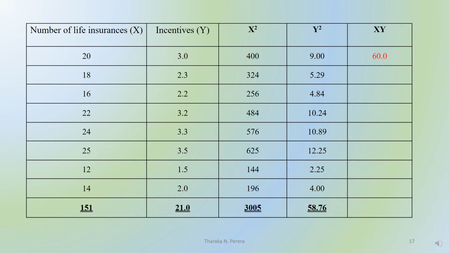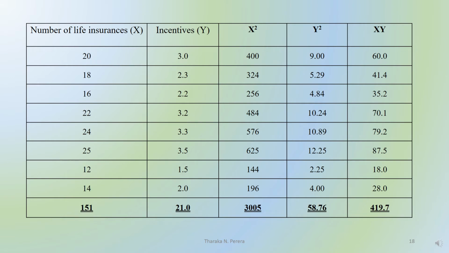First one is 20 into 3 equals 60. And then 18 into 2.3 equals 41.4, and so on. Then finally we have to get the summation of this column to get the sigma xy value. Here, 419.7.